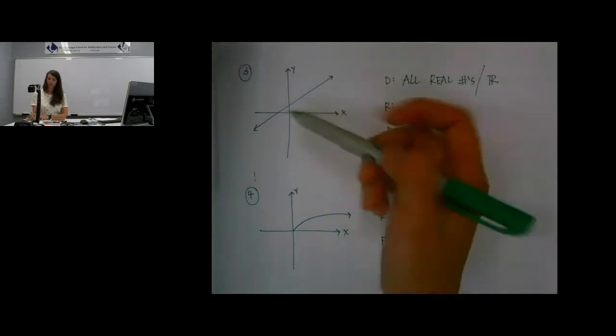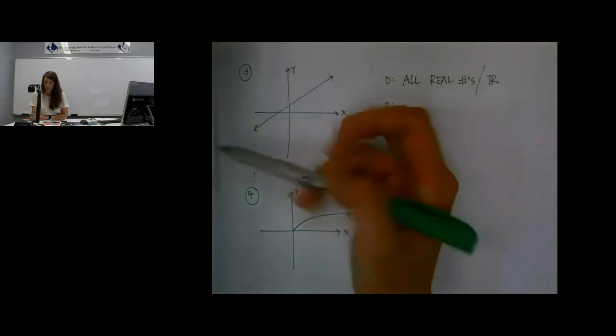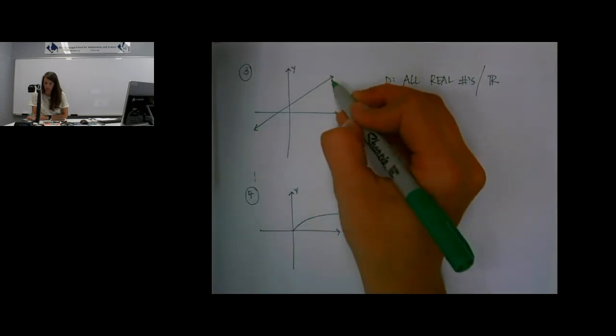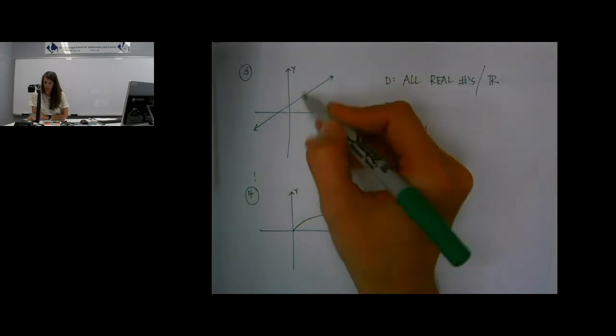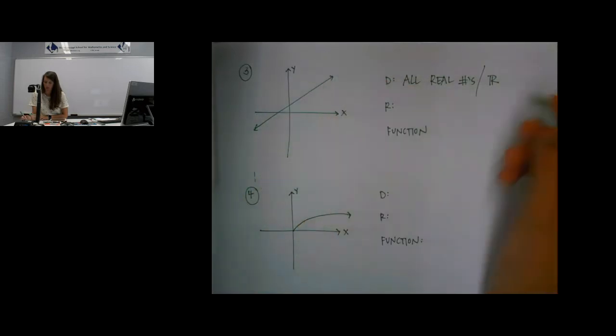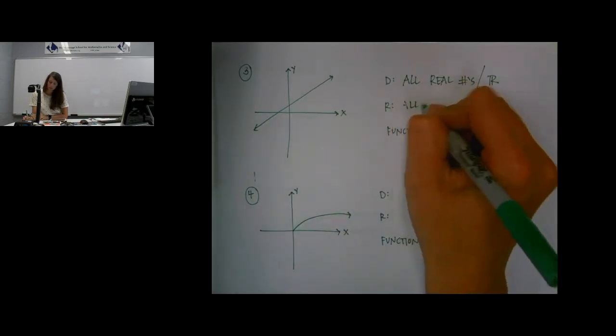The range is then your y value, so it's going to keep going in both directions. It's going in the negative y direction, and then it's going in the positive y direction. So this is all reals as well.